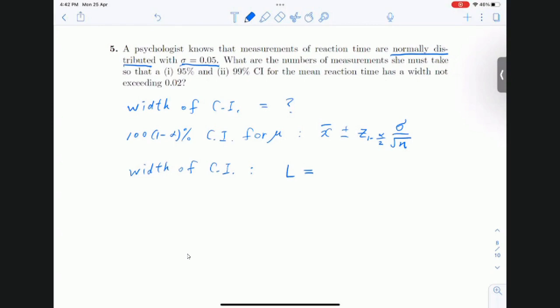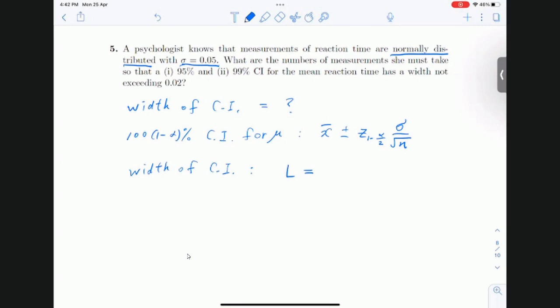We are told that it follows the normal distribution, and we are also given the population standard deviation. So the population variance is known. We have a normal population, so the confidence interval for the population mean will be obtained by using this formula.